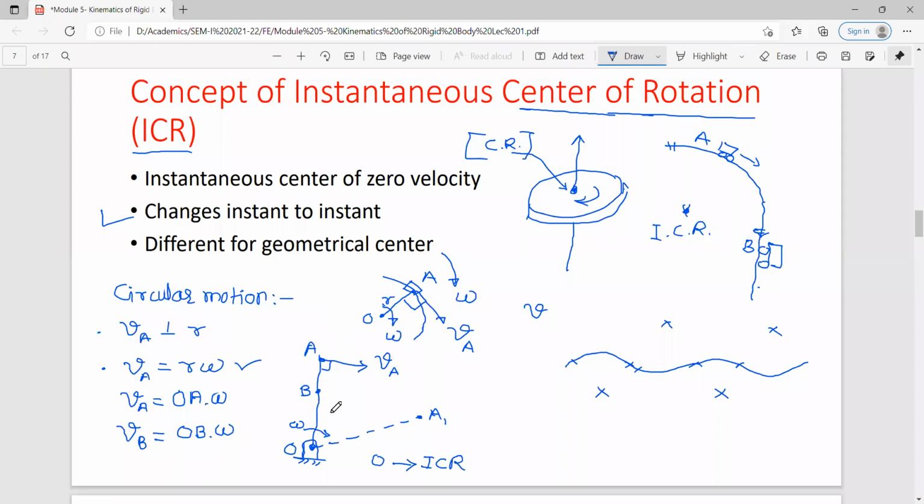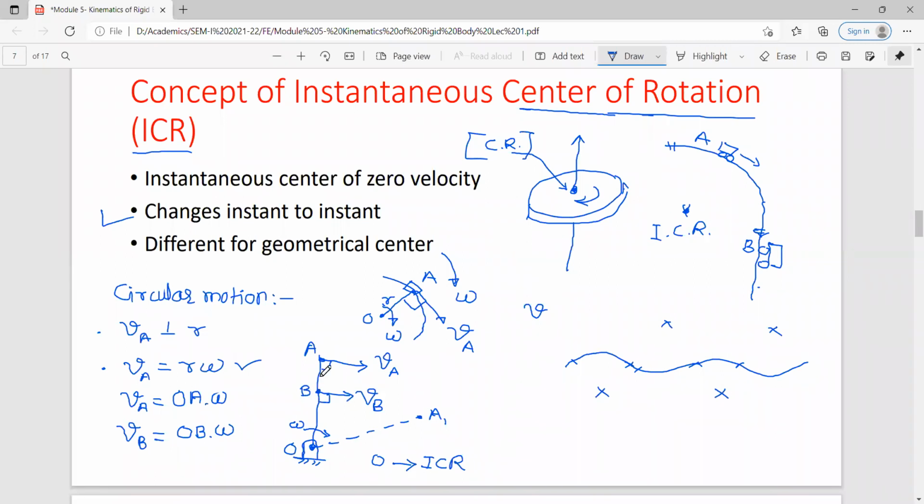And if I have to show the direction of velocity of point B, I know that the direction of velocity is perpendicular to the radius. So what is the radius of point B? It is OB. So perpendicular to this, I will show it like this. Getting this? Yes.